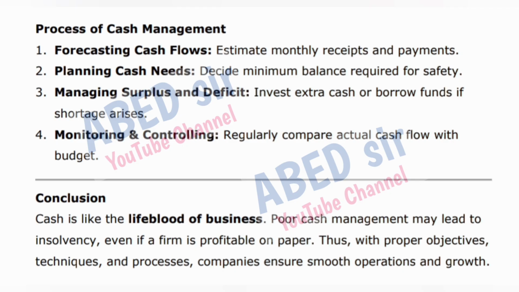Conclusion. Cash is like the lifeblood of business. Poor cash management may lead to insolvency, even if a firm is profitable on paper. Thus, with proper objectives, techniques, and processes, companies ensure smooth operations and growth.